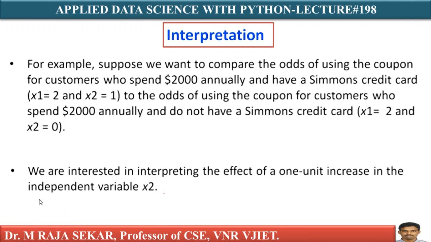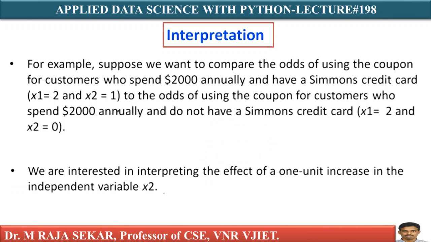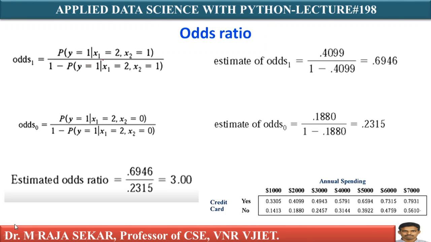Here we are interested in interpreting the effect of a 1 unit increase in the independent variable. Which one is the independent variable? X2. We are saying x2 equal to 1 and x2 equal to 0. 0 to 1 means a 1 unit increase in the independent variable x2, which indicates the Siemens credit card. Now we will try to calculate this simple one. Just see odds 1, probability y equal to 1. Y means using the coupon.